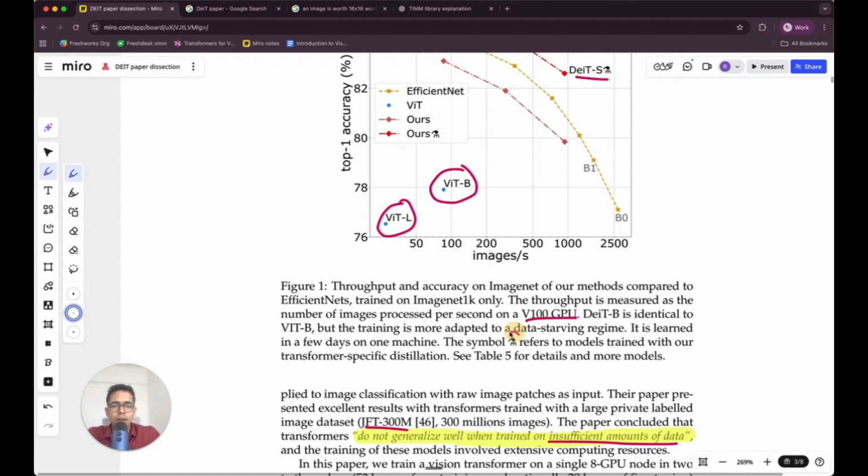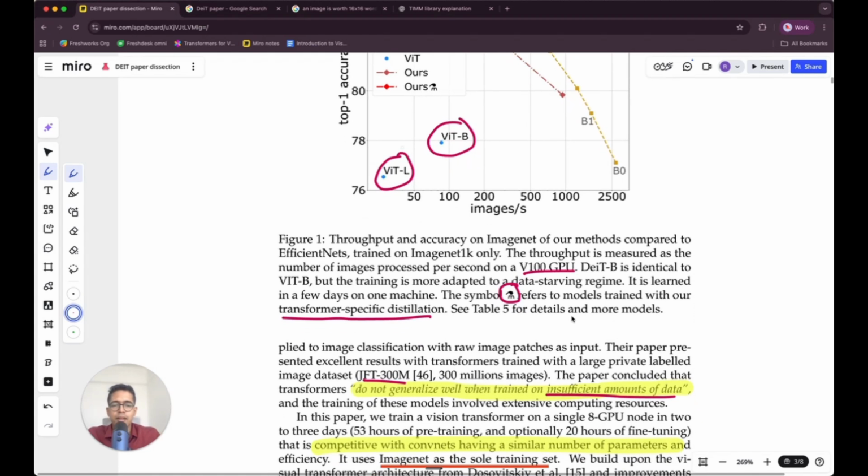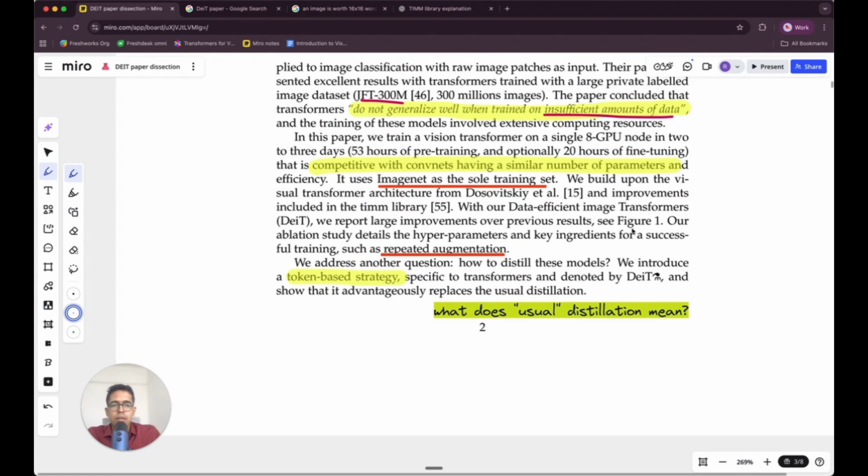The symbol, I don't know what to call this, whatever it is called, refers to models trained with our transformer specific distillation. Yeah, so it is basically symbolizing the transformer specific distillation they are introducing in this paper. See table 5 for details. We'll come to table 5 later. Okay, so that is figure 1.